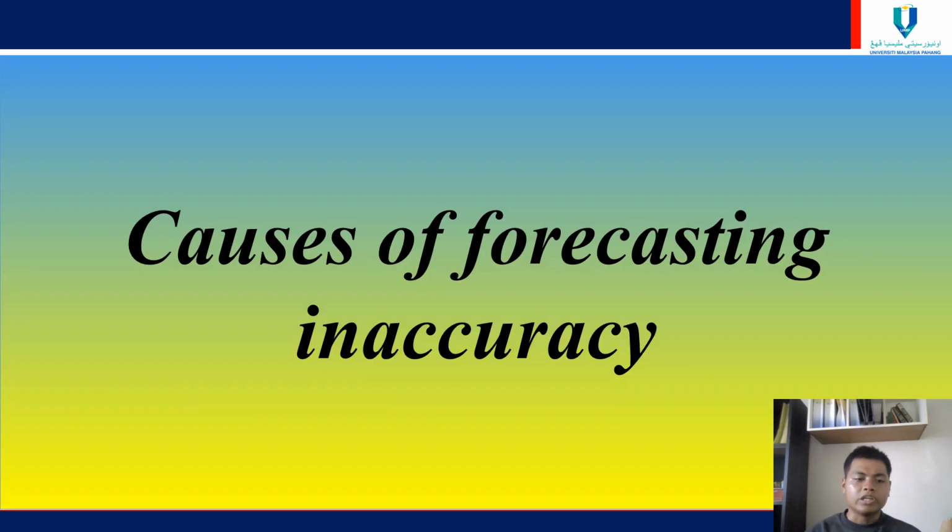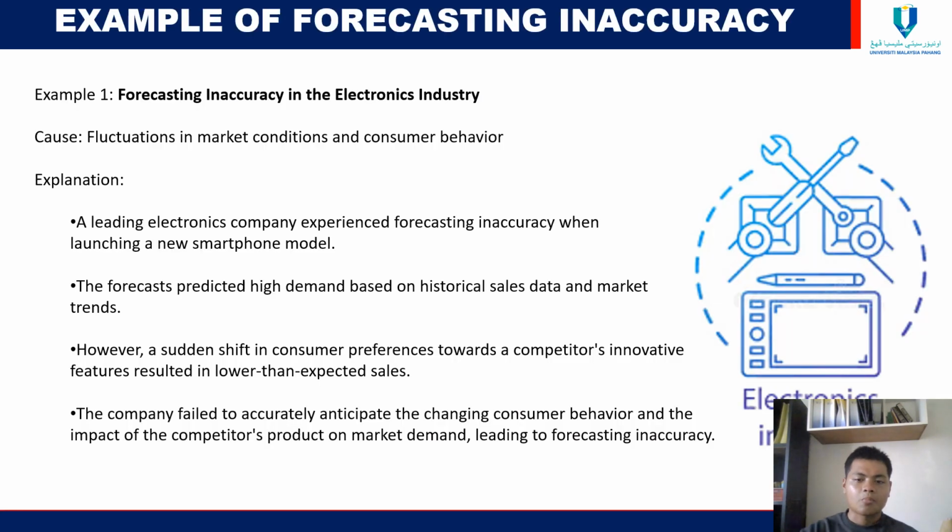And now we go to the next slide, which is the cost of forecasting inaccuracy. Example 1: forecasting inaccuracy in the electronics industry. The cause is fluctuation in market conditions and consumer behavior. Explanation: a leading electronics company experienced forecasting inaccuracy when launching a new smartphone model. Two, the forecast predicted high demand based on historical sales data and market trends.